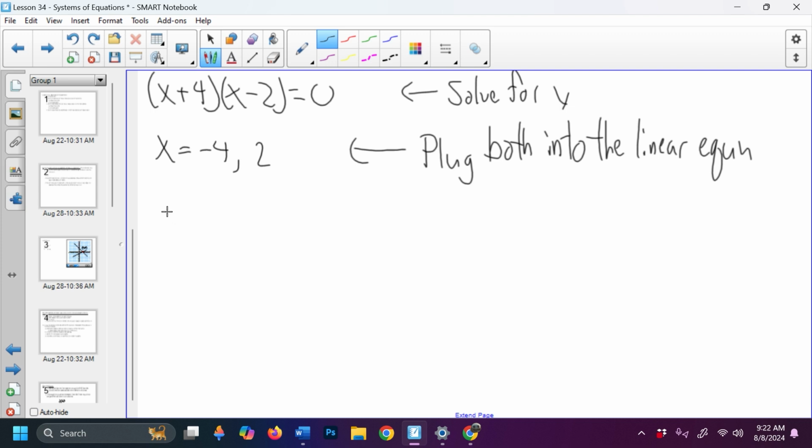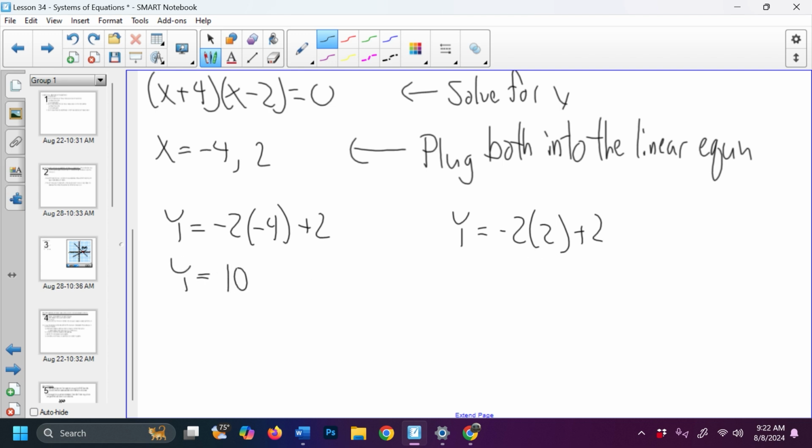But I'll go y equal to negative 2 times negative 4 plus 2, and then I'll go y equals negative 2 times 2 plus 2. And so I'll have positive 8 and 2 will give me 10. And then I'll have negative 2 times 2 is negative 4, plus 2 would be negative 2. And so my final answers here will be the ordered pairs negative 4, 10, and 2, negative 2.